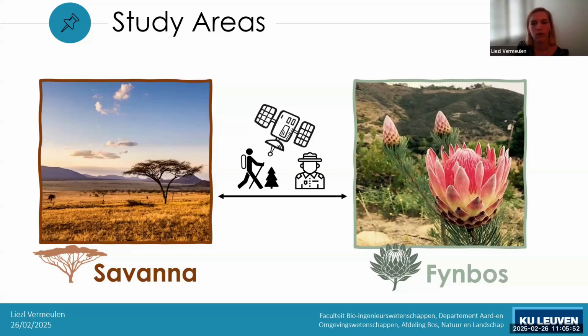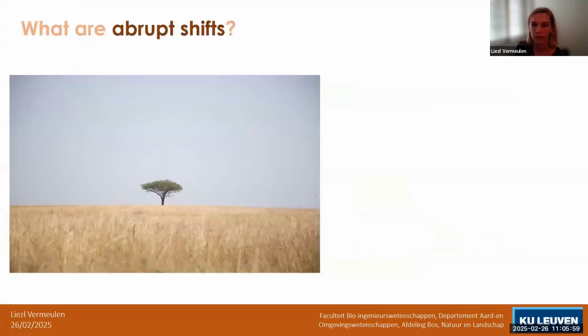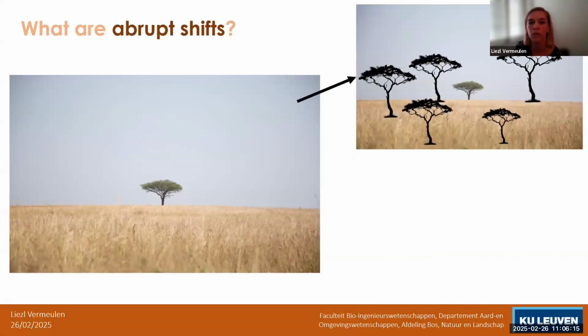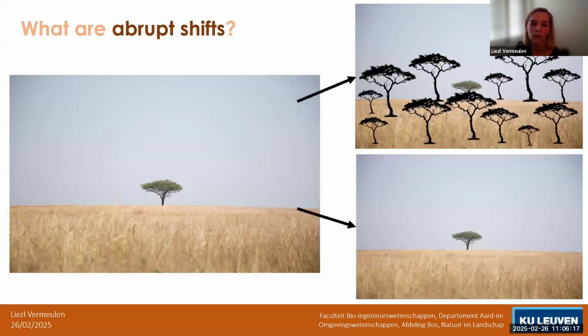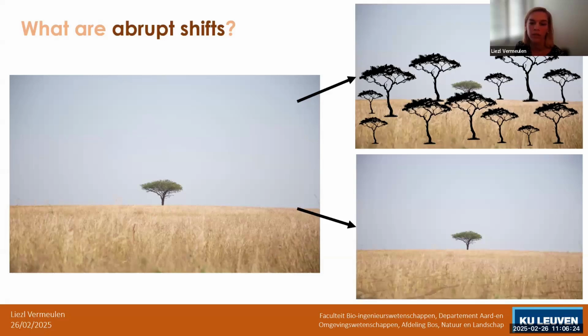So let's first focus on the savanna, more specifically abrupt shifts in the arid African savanna. So what are these abrupt shifts? When I talk about abrupt shifts, I talk about an ecosystem that's experiencing a sudden change in the way it's functioning. And in savannas, that usually means a sudden increase or decrease in woody vegetation. So this can look like a sudden increase, so a woody encroachment in the savanna, or it can look like a decrease in woody vegetation, either shifting to a grassland or, in worst case scenario, a desertification.